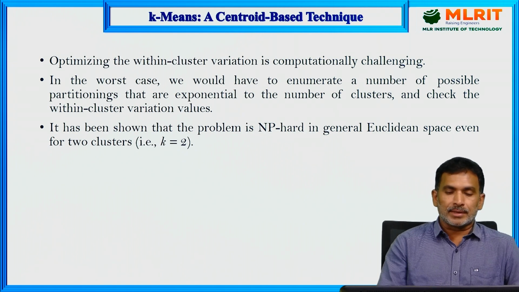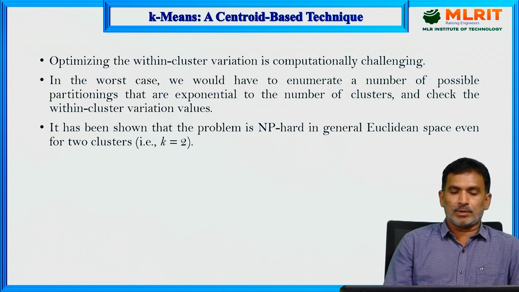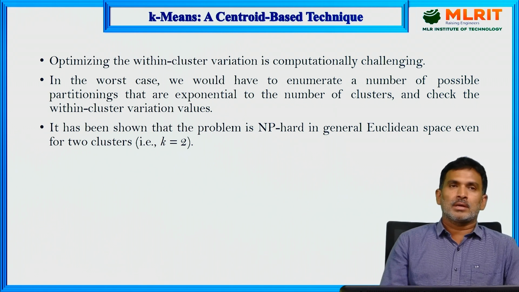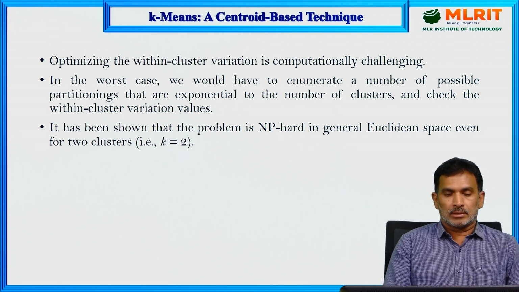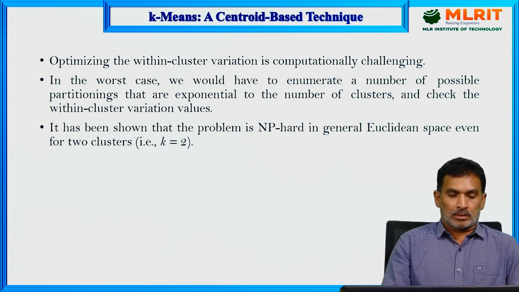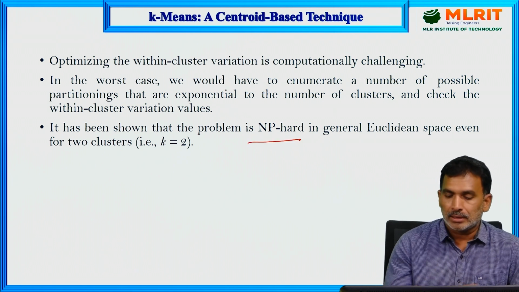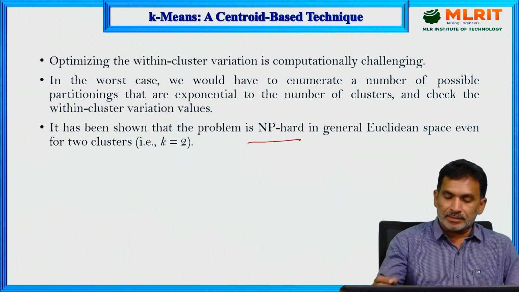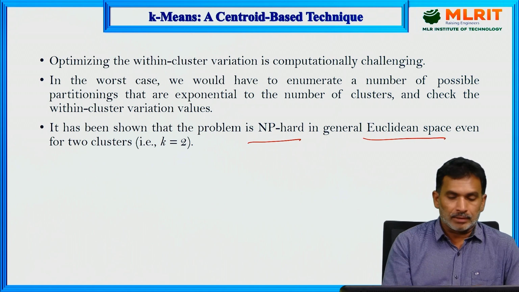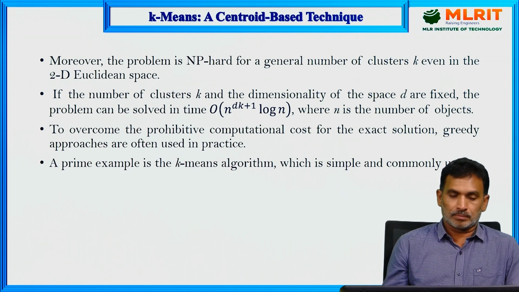Optimizing the within-cluster variation is computationally challenging. In the worst case, we would have to enumerate the possible partitionings, which are exponential in the number of clusters, and check the within-cluster variation values also. And it has been shown that the problem is NP-hard in general Euclidean space, even for two clusters, that is, even for K equal to 2.